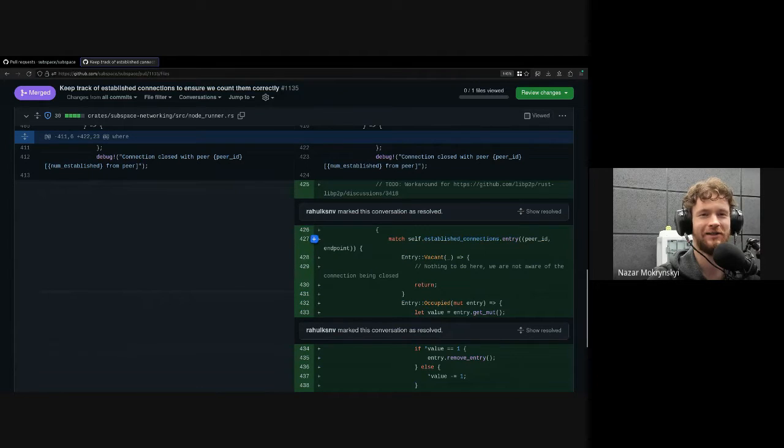So what I did is a purely additive check to keep track of established connections per peer. And if you didn't know about it, then you just ignore this connection. Actually, what I should do here is add some kind of warning so we can have more context on how often it happens and why it happens.